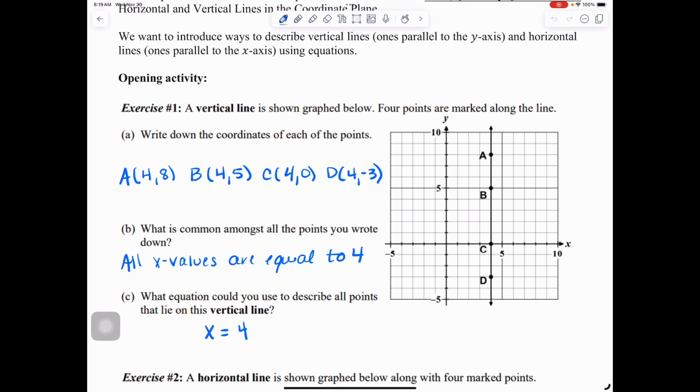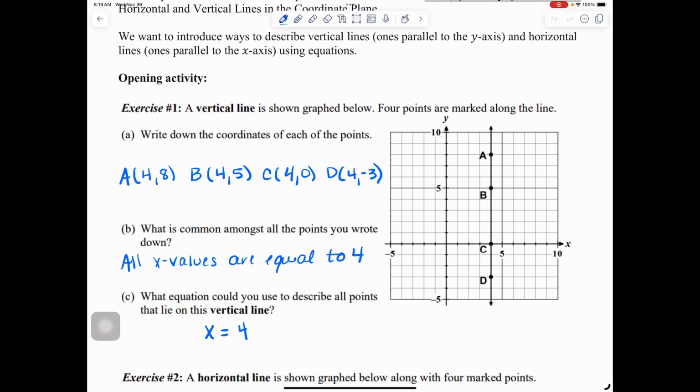A vertical line is shown graphed below. 4 points are marked along the line. You can see them labeled A, B, C, and D. In part A, write down the coordinates of each of the points. A should have been at (4, 8), B is at (4, 5), C is at (4, 0), and D is at (4, negative 3). So what is common amongst all the points you wrote down?